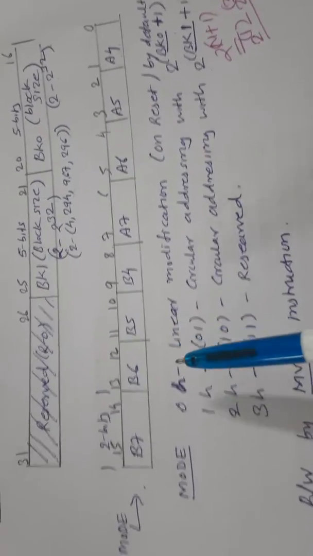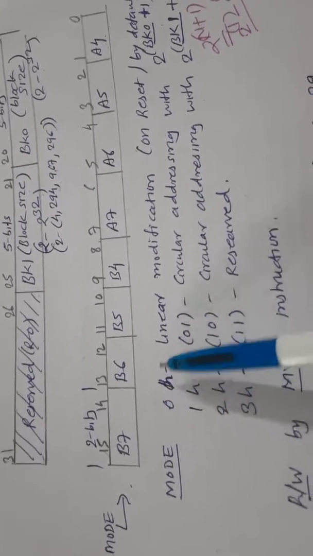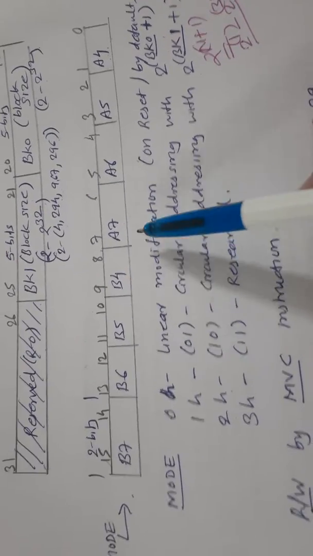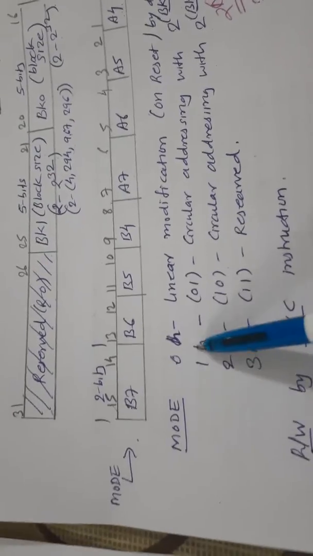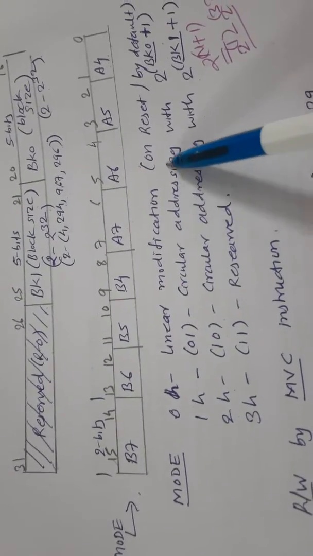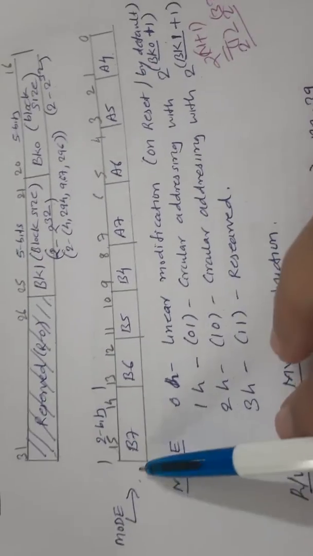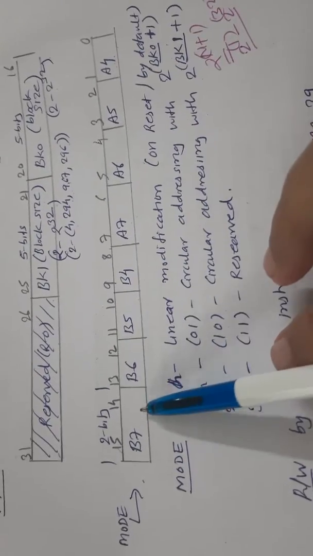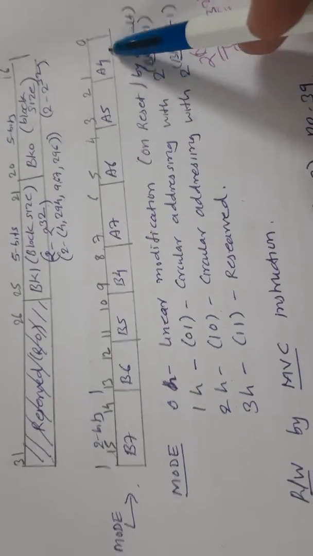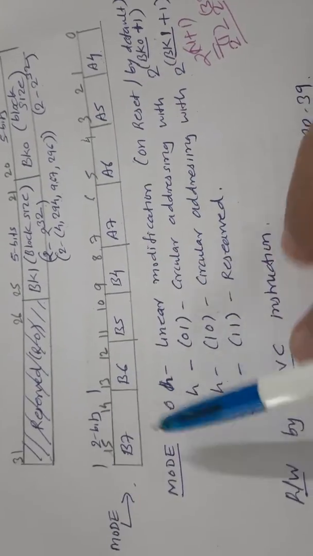Okay, so the last video about the control register got abruptly interrupted. So again starting from the same thing. 0H means linear addressing mode selected for these registers. So a 2-bit selection is there for every register from A4 to A7 and B4 to B7.